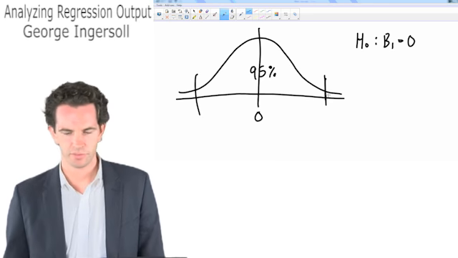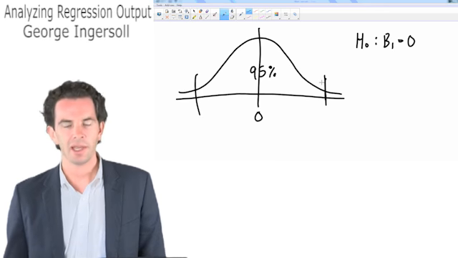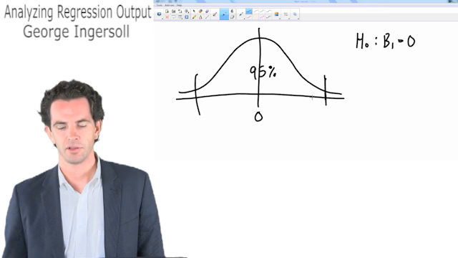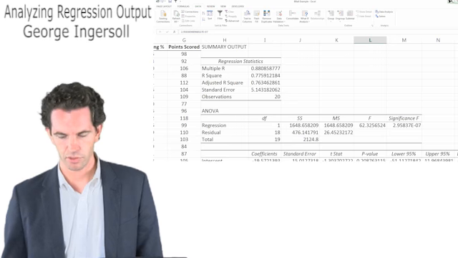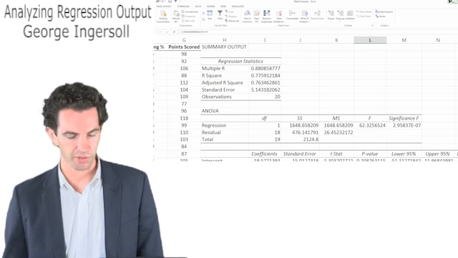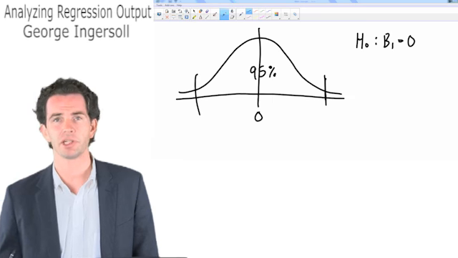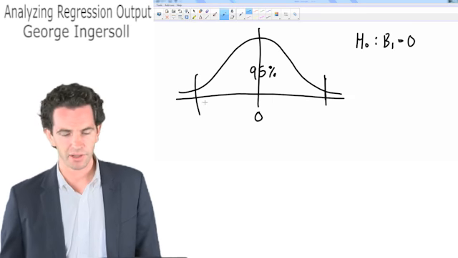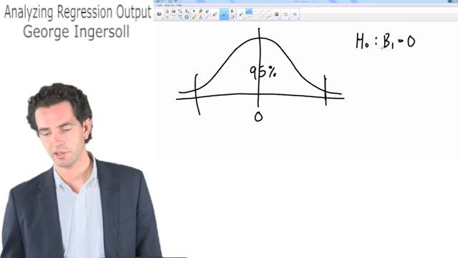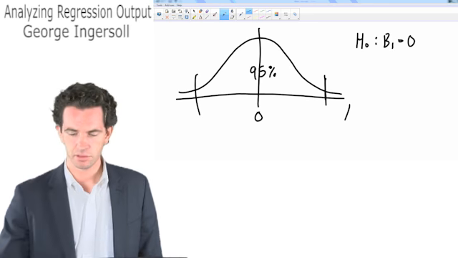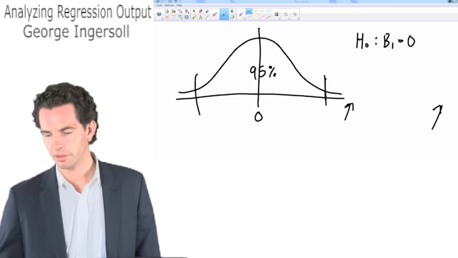From here to here, this is negative some number, this is positive some number. And if our observation, our t-statistic for our observations, I should say, what we get from our regression output, falls anywhere within here, then we say, okay, we're not 95% sure this is a non-zero relationship. We can't reject our null hypothesis.